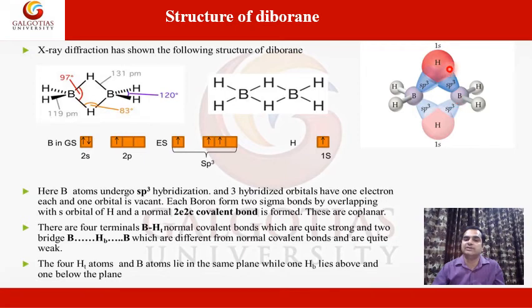Two electron, how we can say that? One electron from the 1s of H and one electron from this sp3 orbital, that is half filled. So they are making the three-centered two-electron bond.